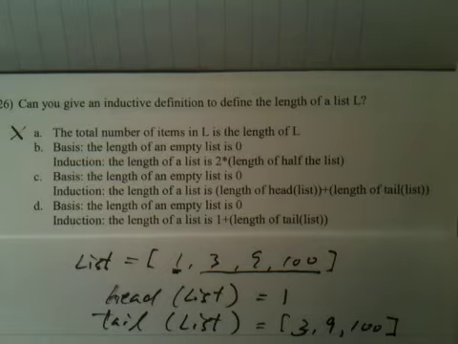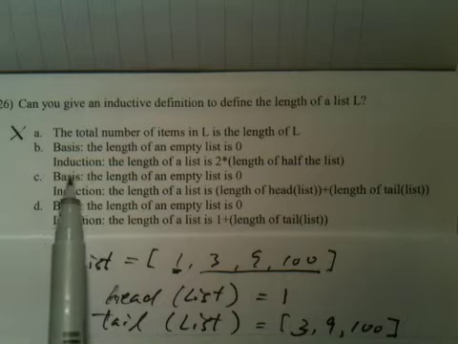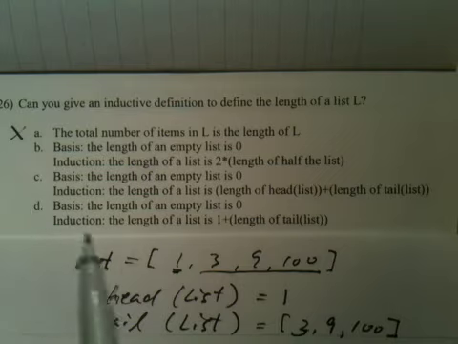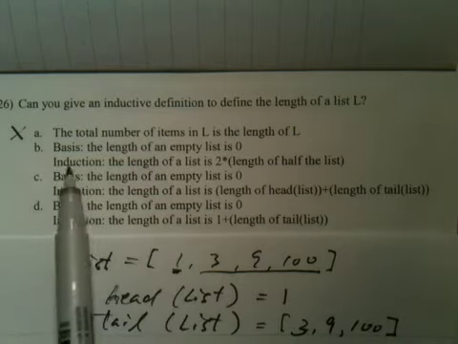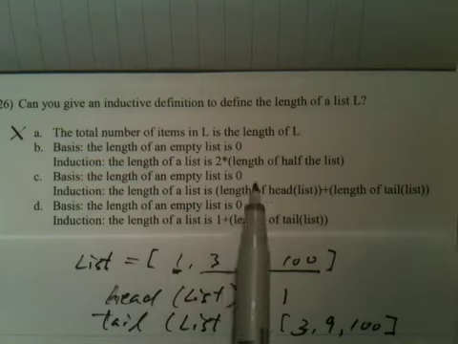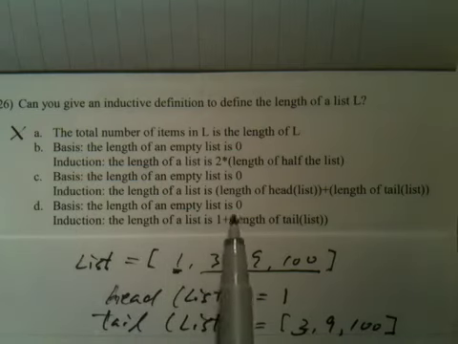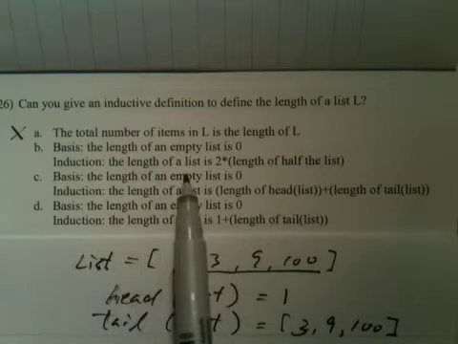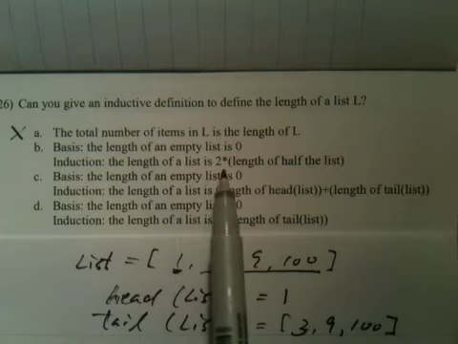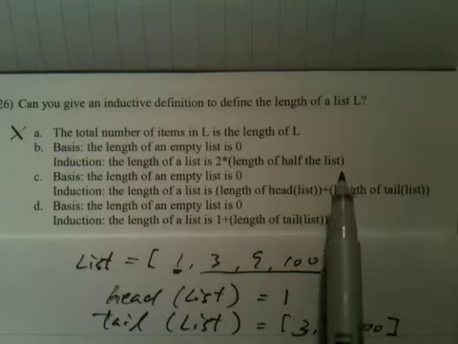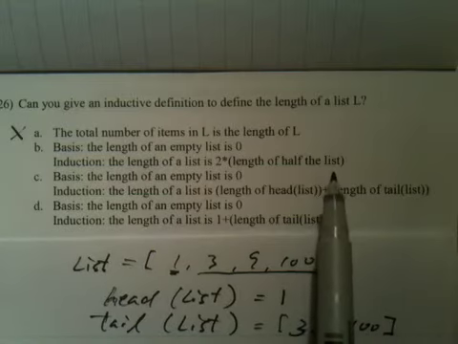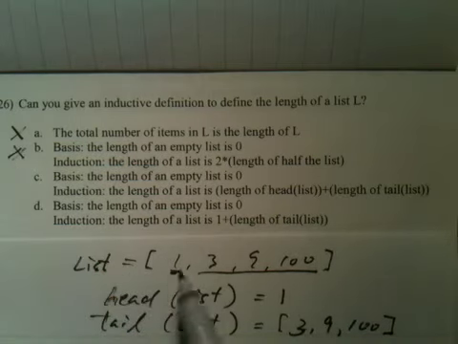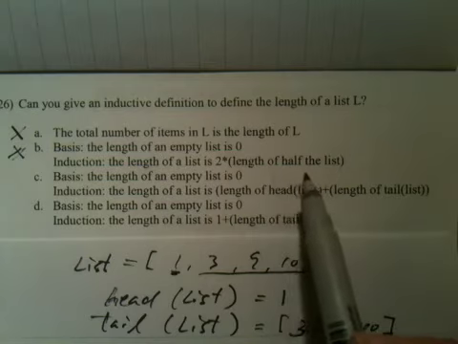To use induction, we must have a basis and an induction step. So the correct answer must be among these 3. Let's check which one. The first one says the length of an empty list is 0. That's all correct. Then for induction, here we say the length of a list is twice the length of half the list. Logically it is also sound, but it is incorrect. Why? Because there's no notion of a half list.